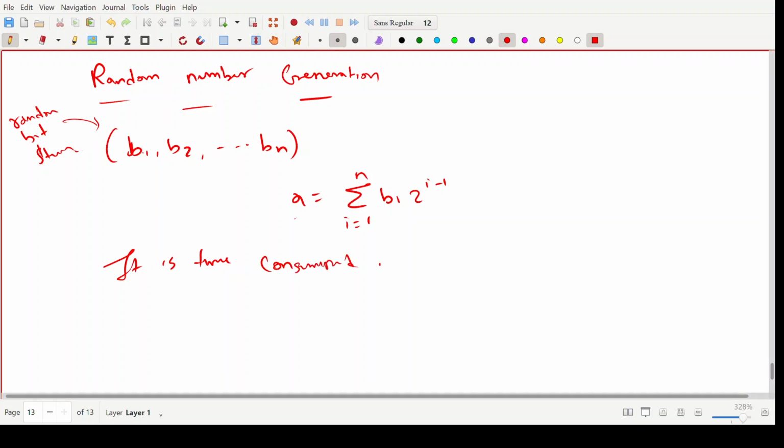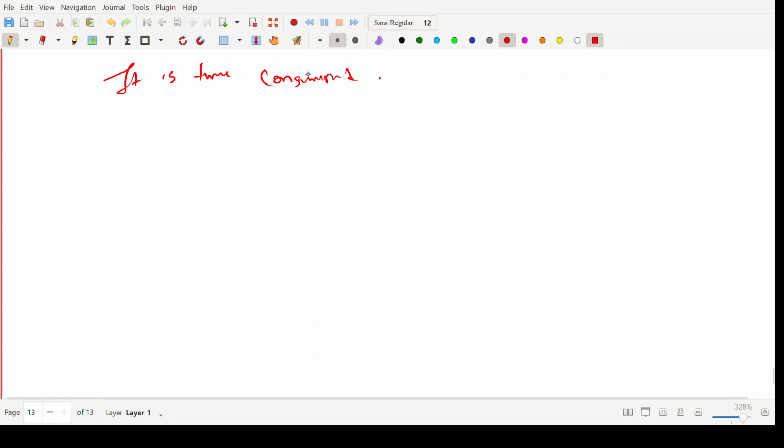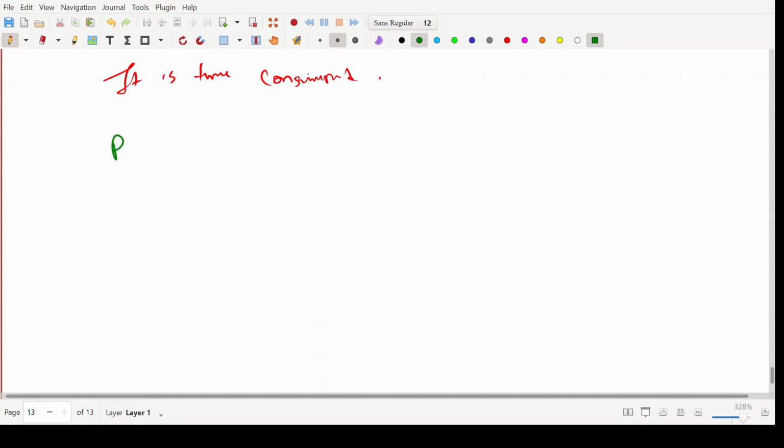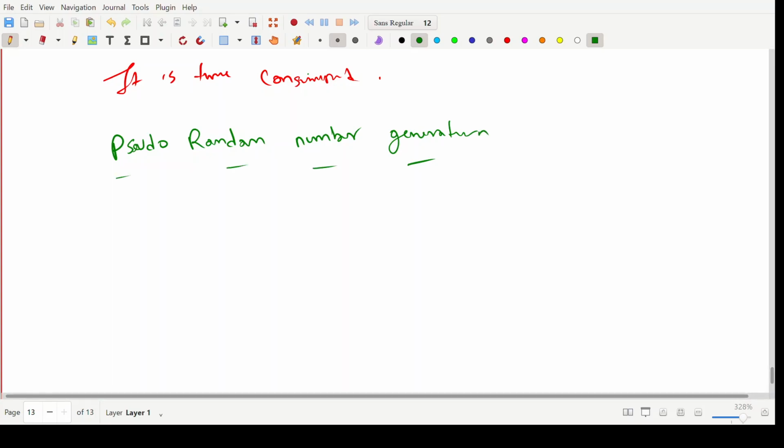What I have to do is give a software to do it, but there is no software which can generate truly random numbers. So we use a technique called a pseudo random number generator. In practice, there is no random number generator. What we have is a pseudo random number generator.